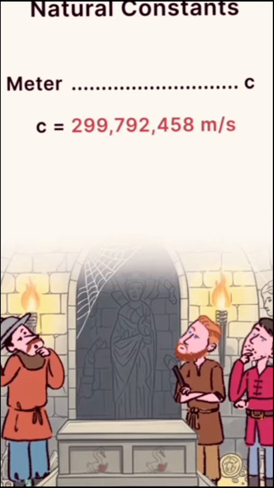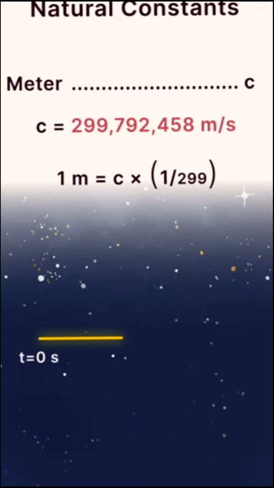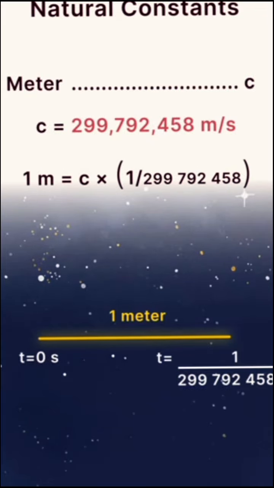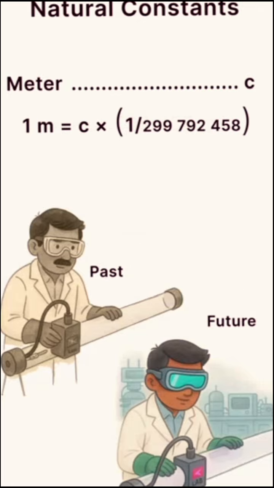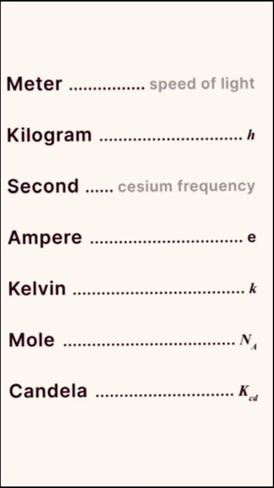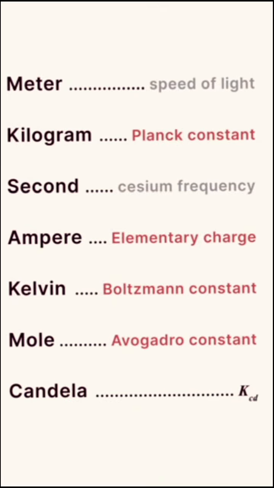Similarly, the speed of light is also constant, and 1 meter is equal to the distance that light travels in a vacuum in 1/299,792,458 parts of a second. Measure this length anytime, it will not change. Similarly, other units are also derived from some natural constant.